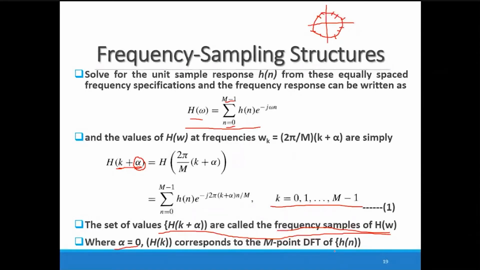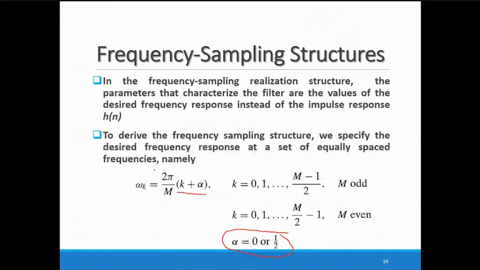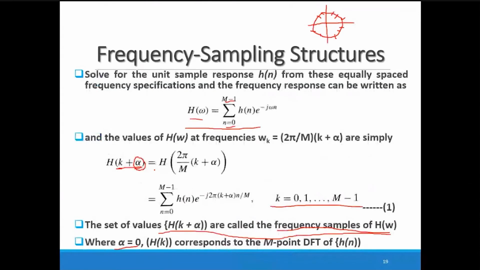So this equation is the same as your equation of DFT. Here in k plus alpha we have two new terms: k means we are dividing the entire frequency response into k number of samples, and the alpha value depends on the type of filter we are using. Initially we assume alpha equal to 0, and whatever calculation we do, the same calculation is applicable when we take alpha equal to 1 by 2.